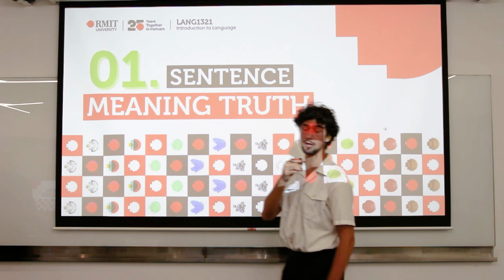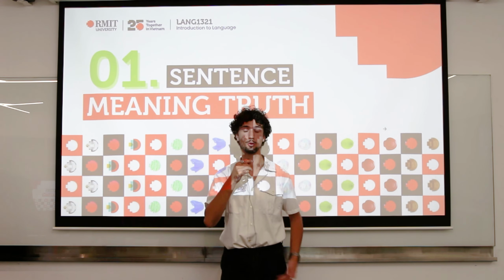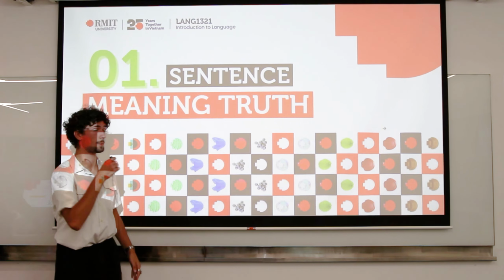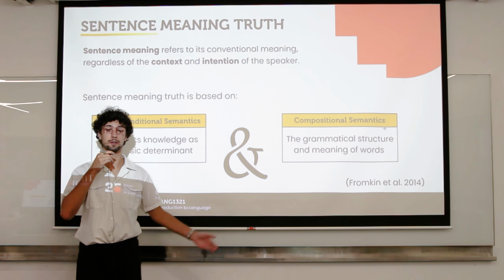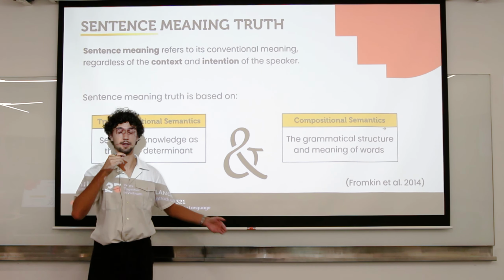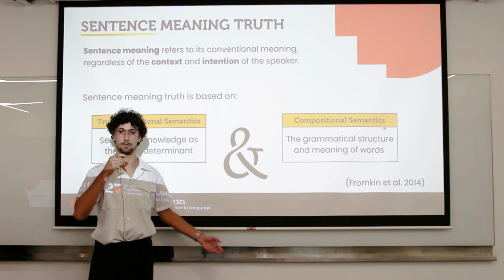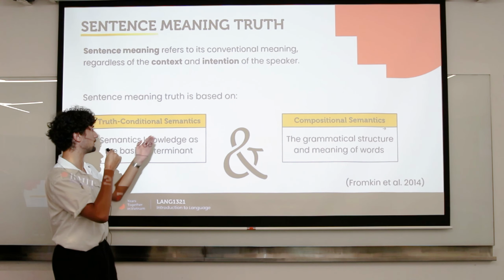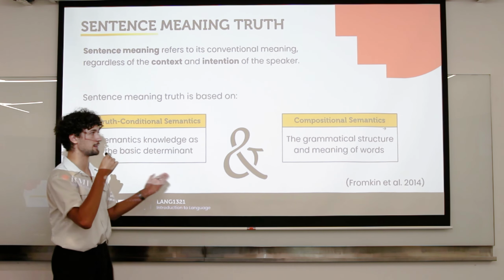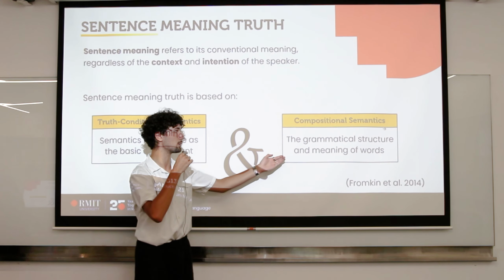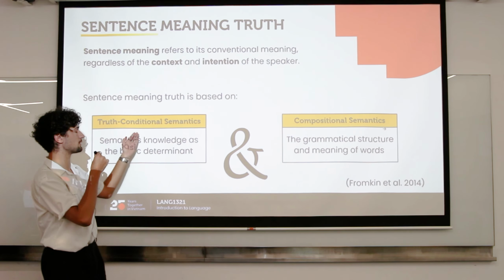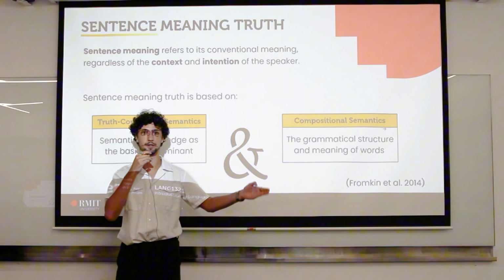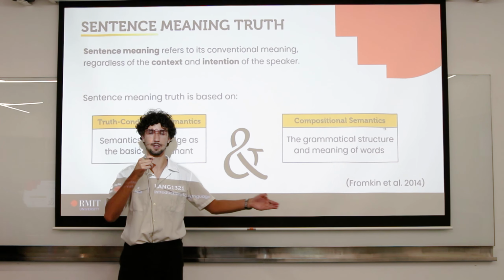Okay, when someone tells you something, how do you know if it's true or not? Could we rely only on the words used? This is what we are going to see with sentence meaning truth. The sentence meaning refers to its conventional meaning, regardless of the context and the intention of the speaker. In semantics, we are interested in the meaning of the truth. Sentence meaning truth is based on semantic knowledge as the basic determinant, and on the grammatical structure and meaning of words. This is what we call truth-conditional semantics and compositional semantics. These two approaches allow us to determine under which conditions a sentence is true or false.